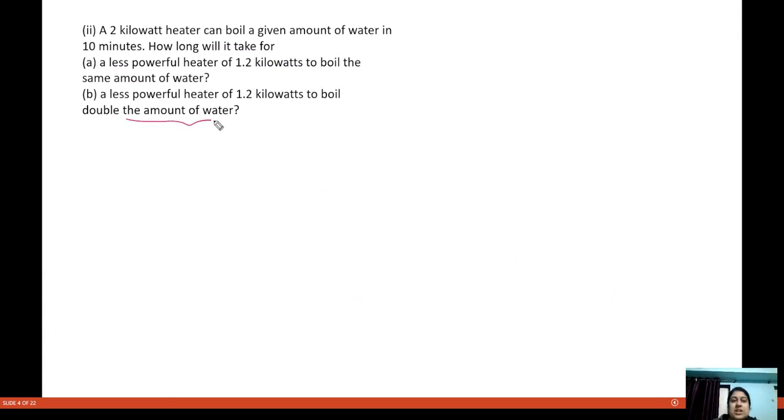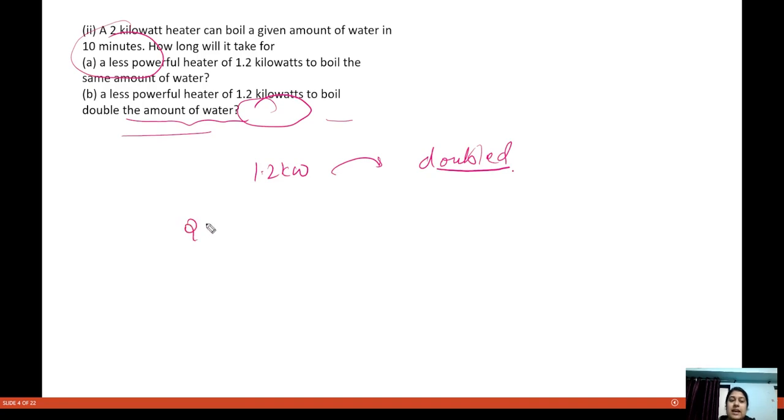Now, look at this question. A less powerful heater of 1.2 kilowatt to boil the double amount of water. Now the amount of water is doubled, so the energy required will also be doubled. Earlier you needed 20 kilowatt minute to boil your water. Now, because the amount of water is double, you need 40 kilowatt minute to boil your water.